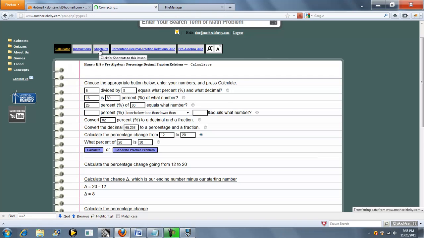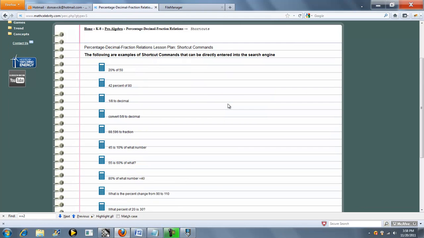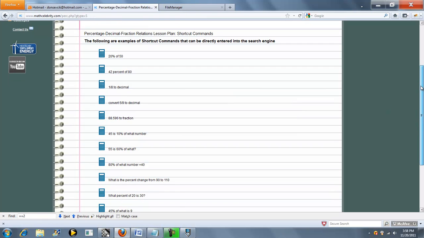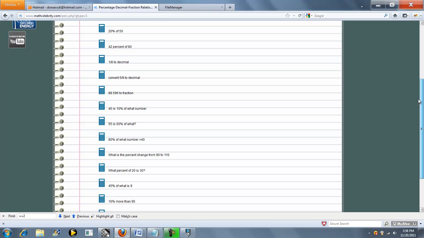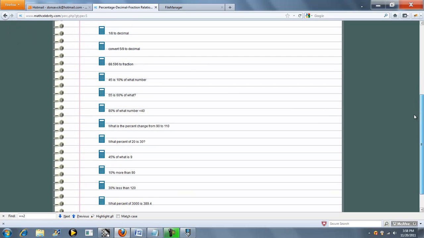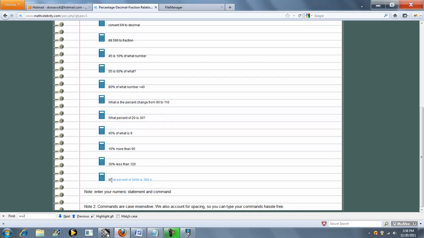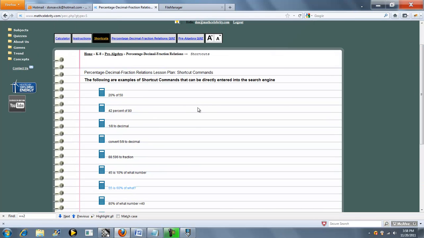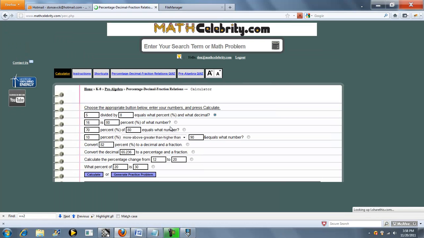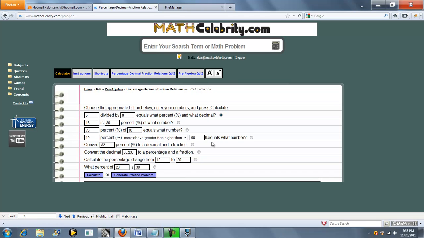If you go to the Shortcuts tab, some of these problems you can actually ask the search engine directly. And we build more every day. So here's just a list. 30% less than 120. What percent of 3,000 is 389.4? 55 is 60% of what? But once you get to the calculator, sometimes it's easier just to run them directly on the calculator and select your button or scenario.